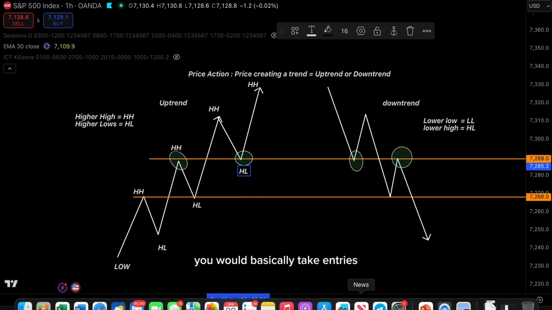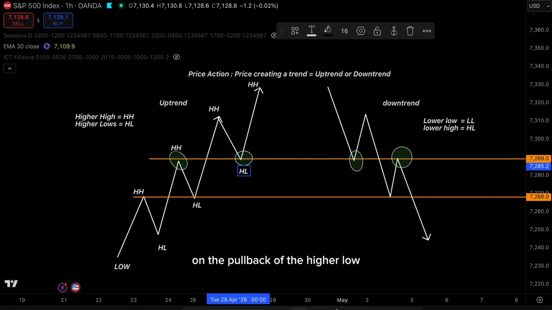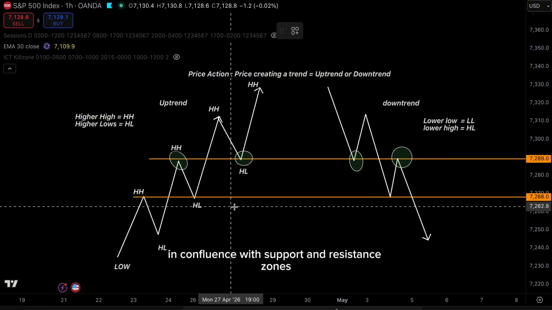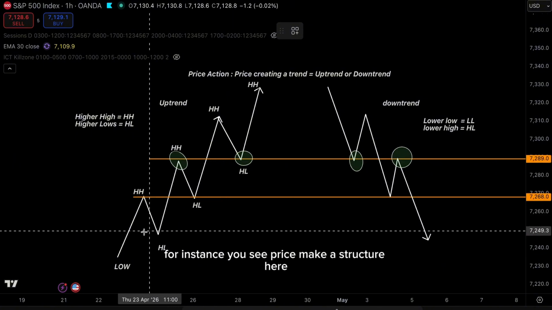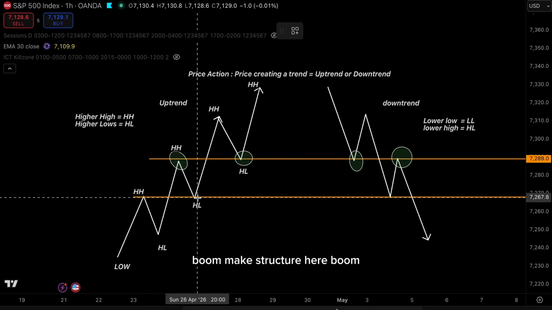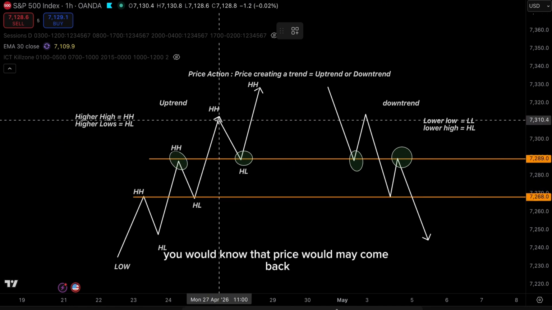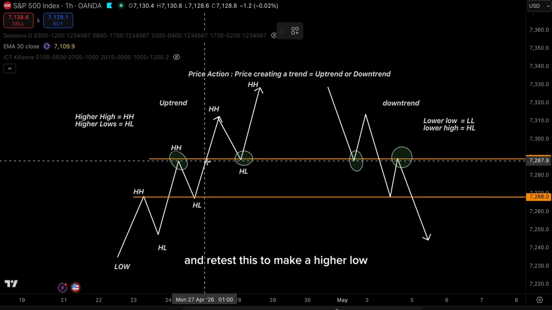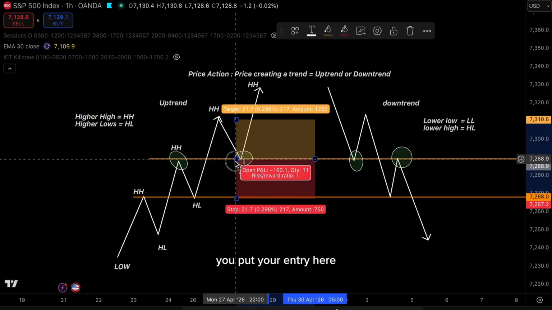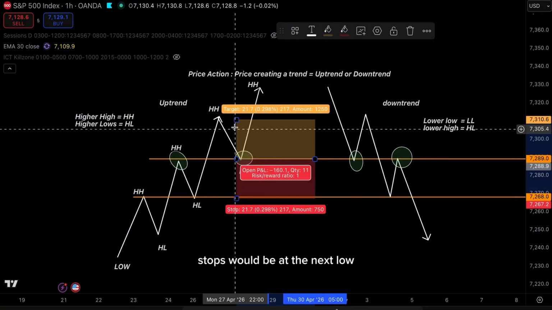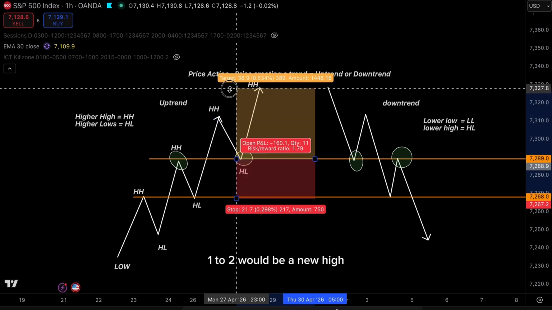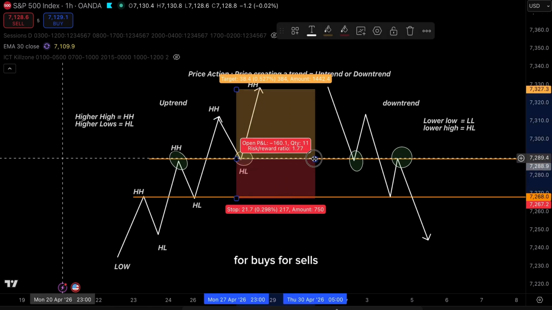You would basically take entries on the pullback of the higher low in confluence with support and resistance zones. For instance, you see price make a structure here, boom, make structure here, boom. Once you've seen this break right here, you would know that price may come back and retest this to make a higher low. You will put your entry here. Stops would be at the next low. 1 to 1 would be a higher high. 1 to 2 would be a new high. You would take the trade like that for buys.